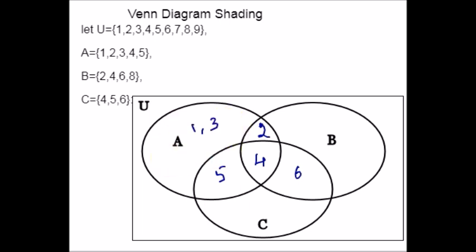In B, we have 2, 4, 6, 8. Already 2, 4, 6 are there. We have to write 8 in this region. Now for C, 4, 5, 6. Already these numbers are written in the overlapping regions. So no more numbers are left over for the region where only C is there.